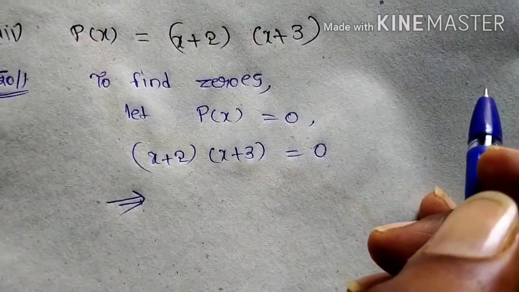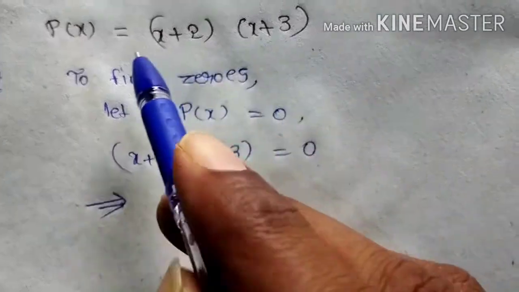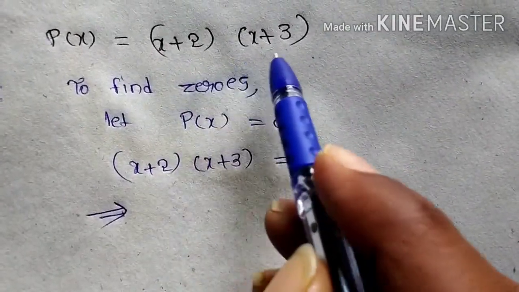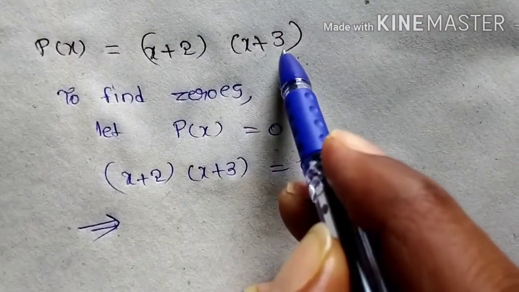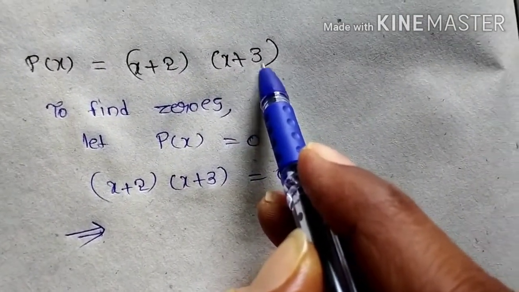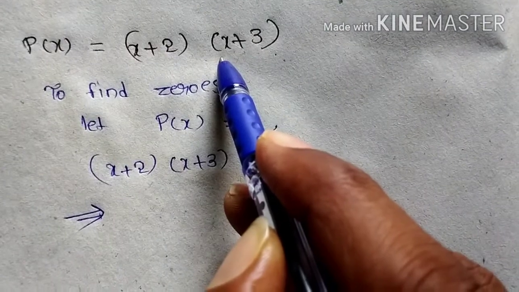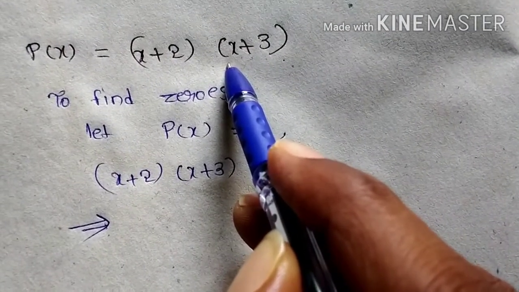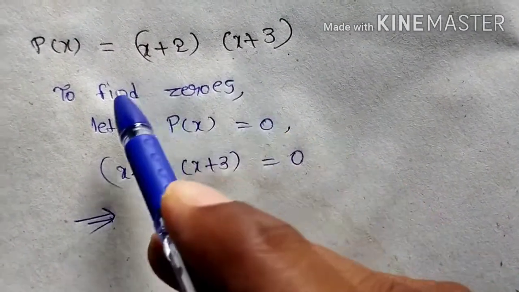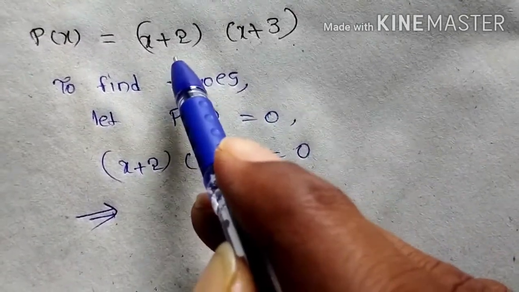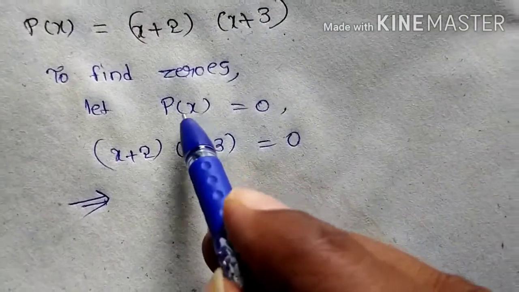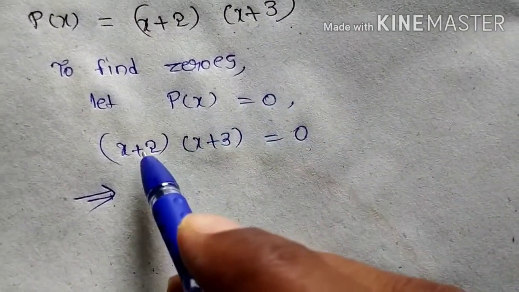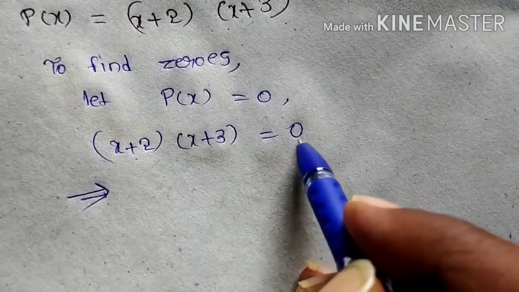Now you can see one more problem. Find the zeros. P of x is equal to x plus 2 into x plus 3. Once you observe, x plus 2 into x plus 3 is a quadratic polynomial. If it is a quadratic polynomial, it has at most 2 zeros. Yes or no? Yes. How can you find the 2 zeros? To find the zeros, we should equate p of x to 0. Let p of x is equal to 0. That means x plus 2 into x plus 3 is equal to 0.